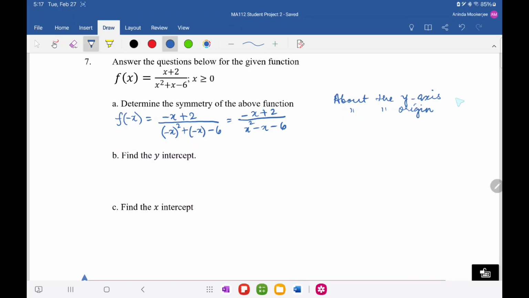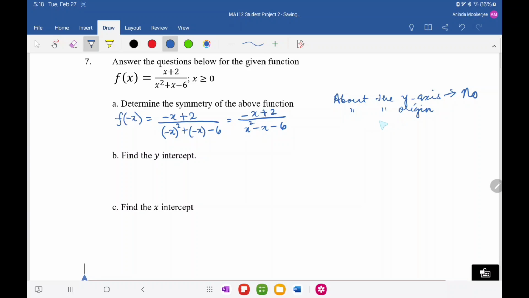All right. So now how do we figure out whether there is a symmetry at all or not? For the y-axis, we must see, after plugging in negative x, is the resulting function the same as the original function? Clearly, it is not, because the first term in the numerator is a negative x, whereas in the original function, this x in the numerator is a positive x. So it's not the same function. So we know there's no symmetry about the y-axis.